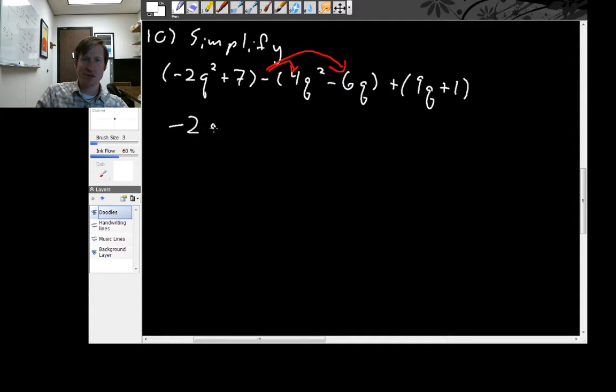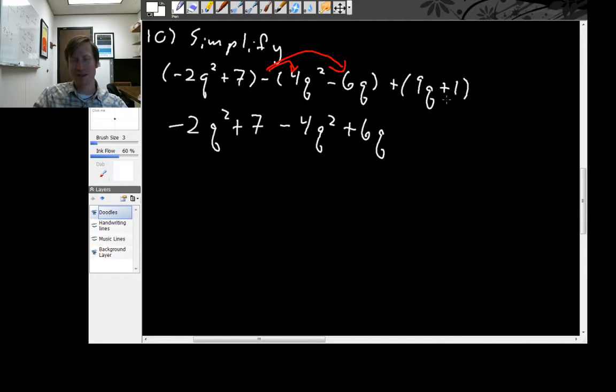We get 2q squared plus 7. Now for this middle piece, we have to distribute that minus sign, so negative 4q squared minus negative 6q, that's plus 6q. And then in this third part, again, the parentheses don't make a difference, so we can just erase them. Plus 9q plus 1. All right, now we need to combine like terms.